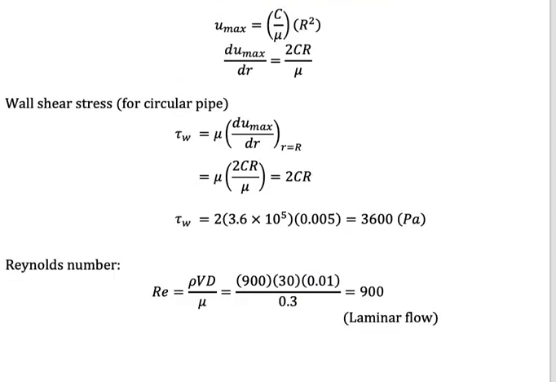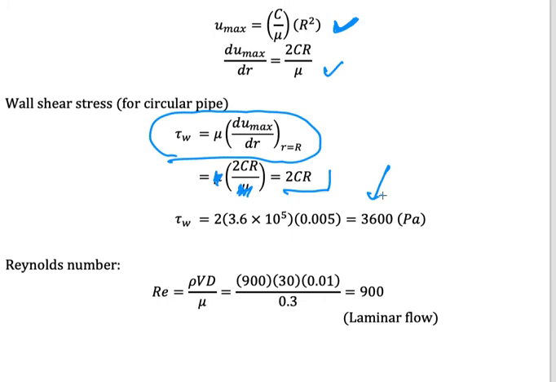Then we need to calculate the value of du dr, because this is the basic equation to calculate the shear stress for the round pipe. We have the equation u equals c over mu times (R square minus r square), and we differentiate it, so du dr is equal to 2cr over mu. We substitute here, cancel the value of mu, and get 2cr. Then we substitute the values, and we get the wall shear stress as 3600 Pascal.